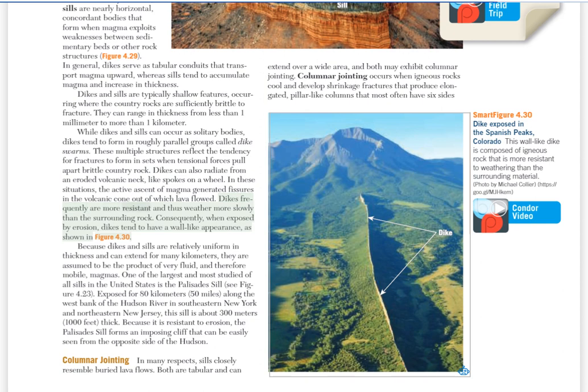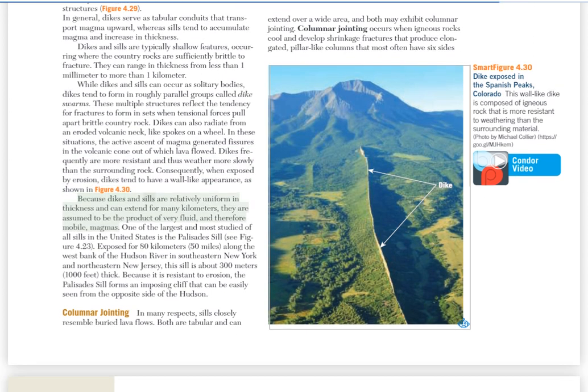Dikes frequently are more resistant and thus weather more slowly than the surrounding rock. Consequently, when exposed by erosion, dikes tend to have a wall-like appearance, as shown in Figure 4.30. Because dikes and sills are relatively uniform in thickness and can extend for many kilometers, they are assumed to be the product of very fluid, and therefore mobile, magmas.